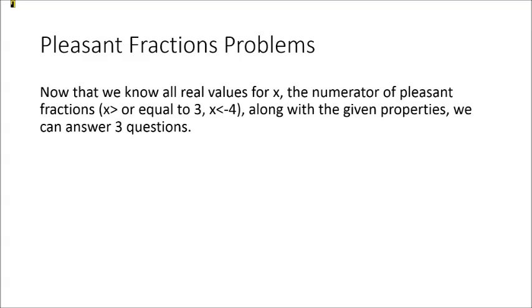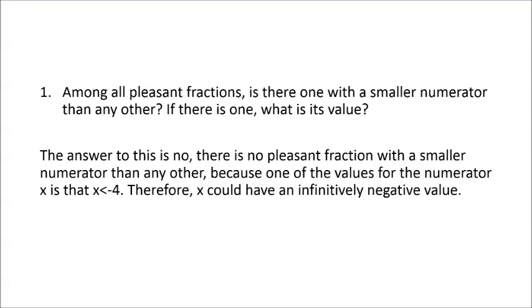Now that we know all real values of the numerator of pleasant fractions, along with their given properties, we can answer 3 questions. Problem 1 asks, among all pleasant fractions, is there one with a smaller numerator than any other? If there is one, what is its value? The answer to this is no. There is no pleasant fraction with a smaller numerator than any other, because one of the values for the numerator x is that x is less than negative 4. Therefore, x could have an infinitely negative value.